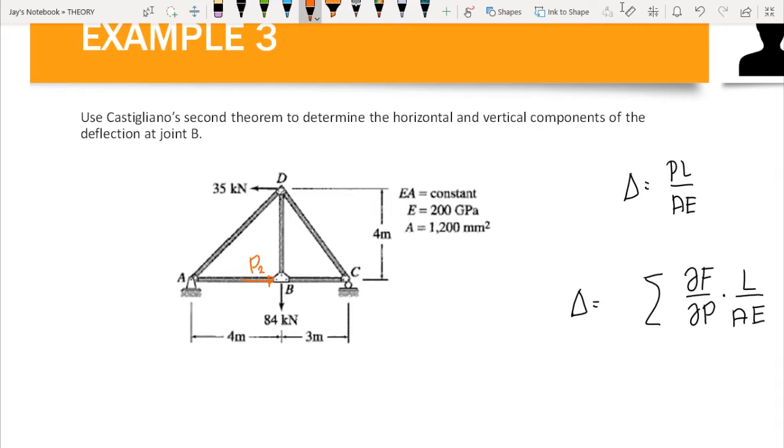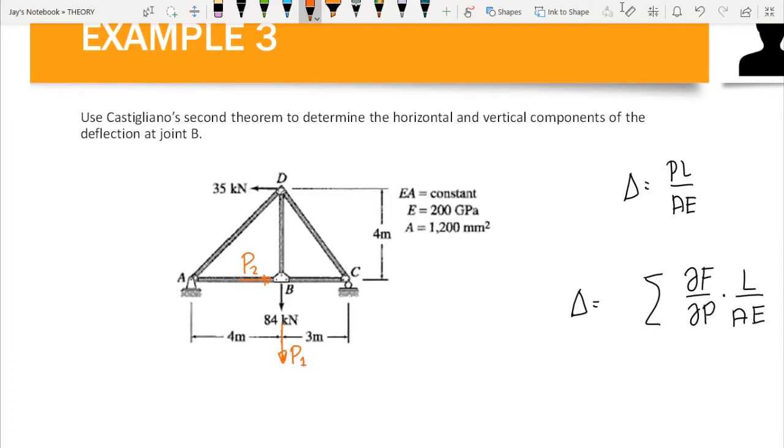But since we have two deformations to compute, let's use two P loads here. You can solve the horizontal and vertical components simultaneously, just like what we will do here, or you can do them individually: compute the horizontal component first, and then the vertical component next. But to expedite the process, since two components are being asked, we will solve them simultaneously. So this is our P2 and our vertical component is P1.